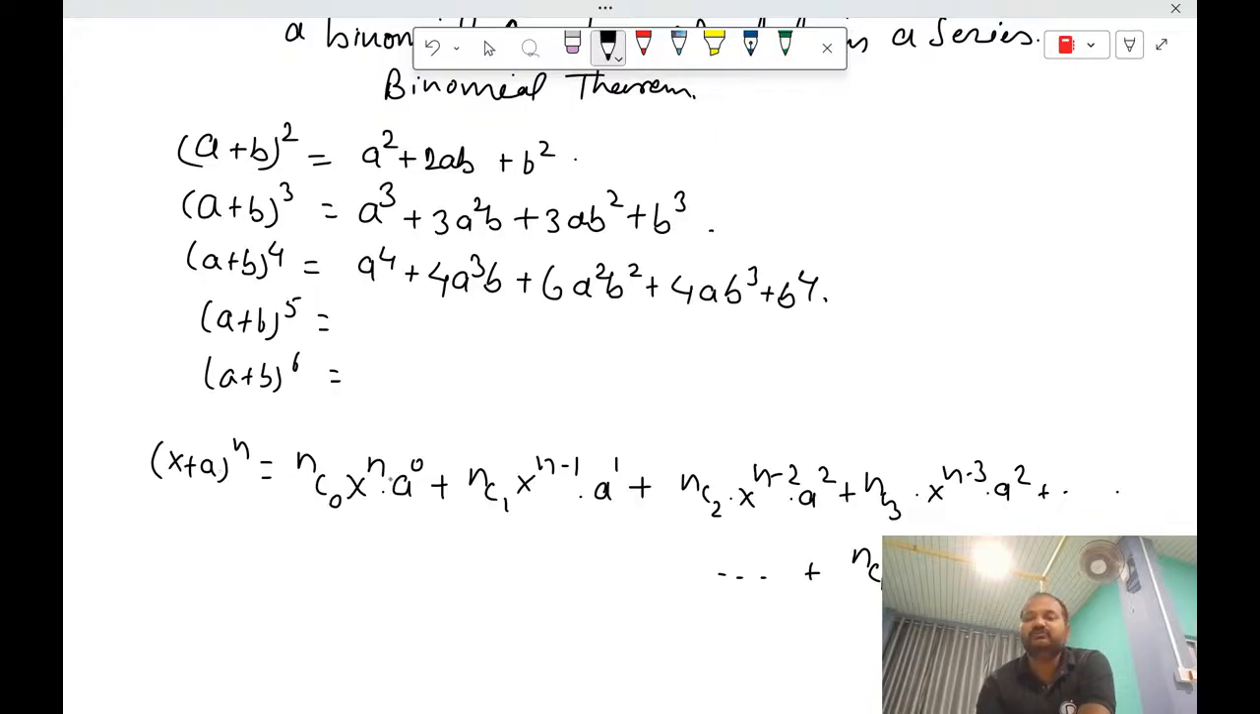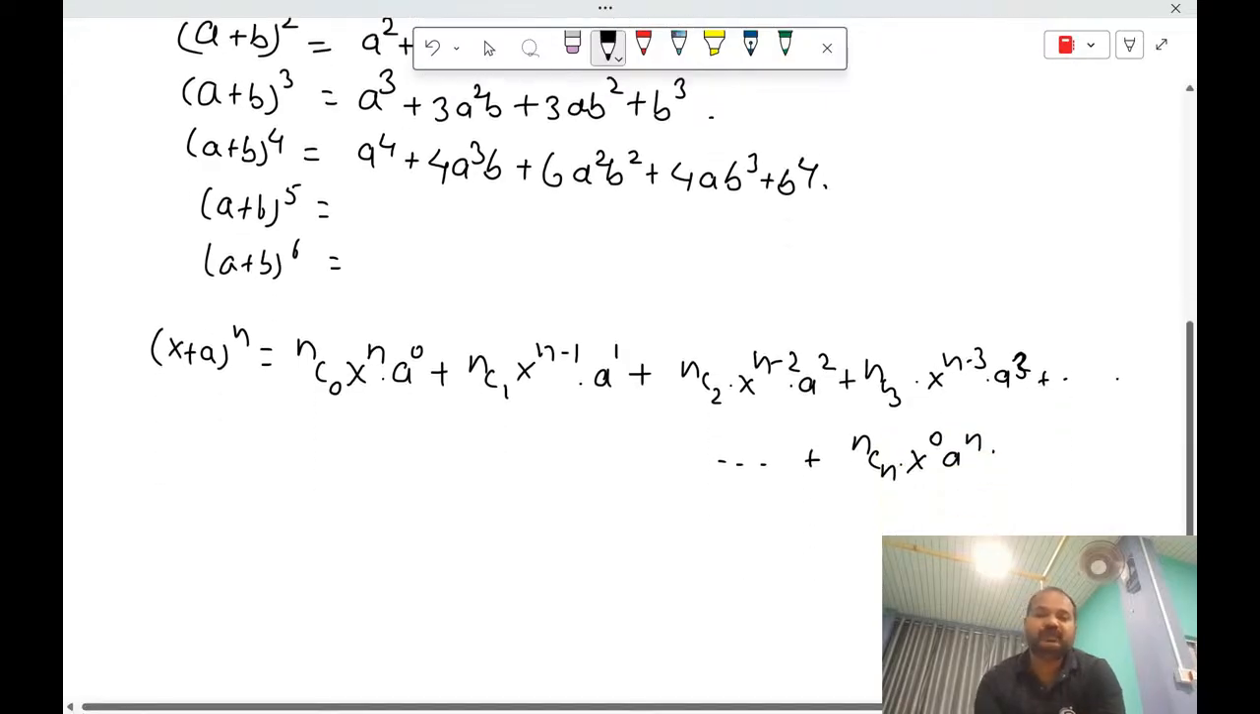Here it is the 0, so a to the power 0. Here it is 1, so a to the power 1. Here it is 2, so a to the power 2. Here it is a to the power 3. Here it is n, so here it will be written as n. So this is the main formula, nC.